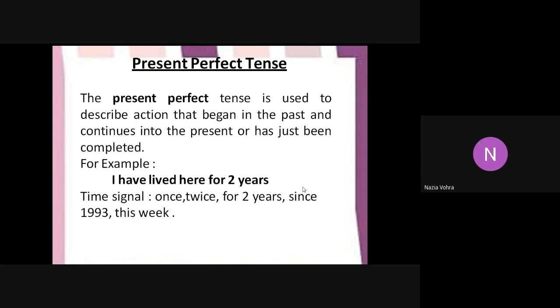Present perfect tense. The present perfect tense is used to describe an action that began in the past and continues into the present or has just been completed. See, did I say that it has just been completed? Like what Mayur said.